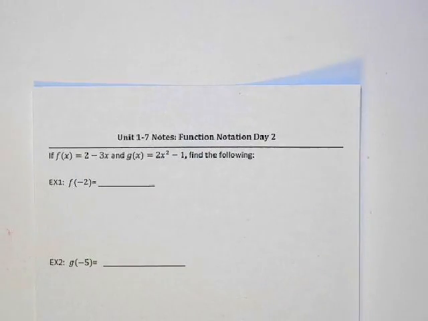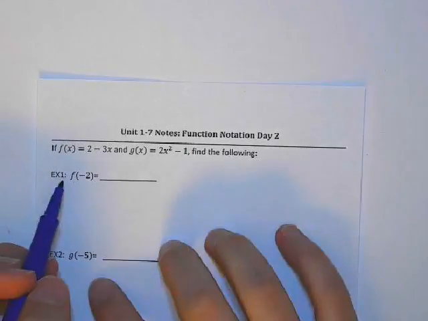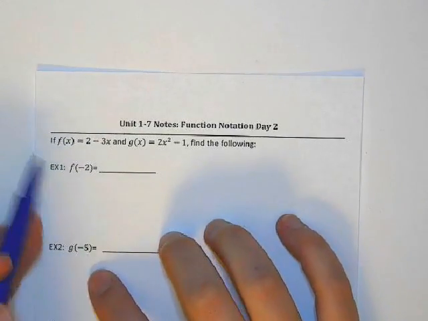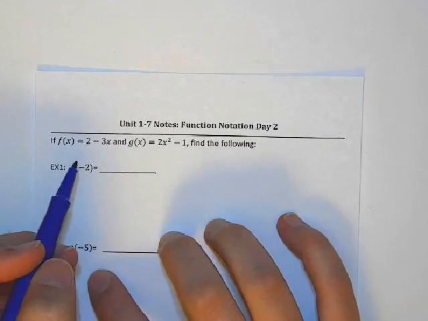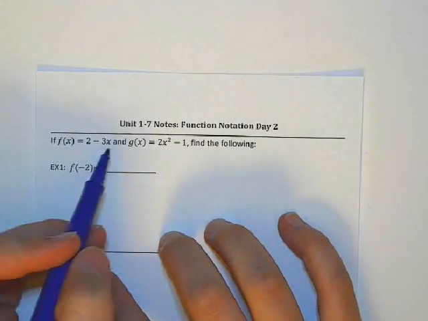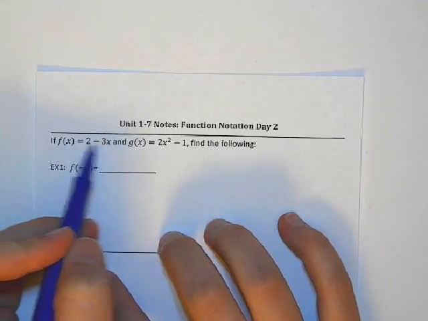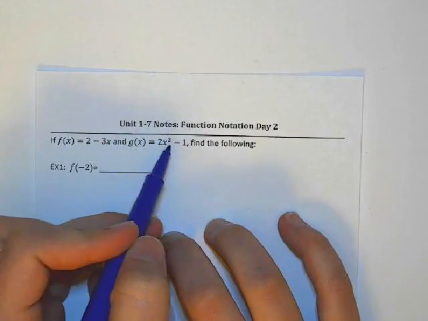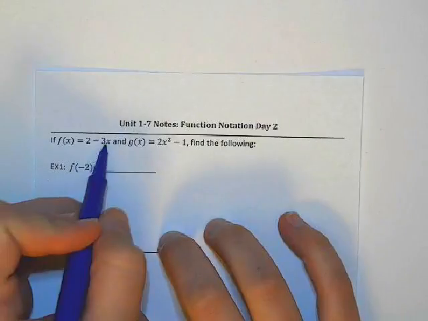Okay? So it says, if f of x equals 2 minus 3x and g of x equals 2x squared minus 1, find the following. So look at example 1. Example 1 says f of negative 2. Well, I've got two equations here. I've got the f of x in this, and then I've got the g of x in this.